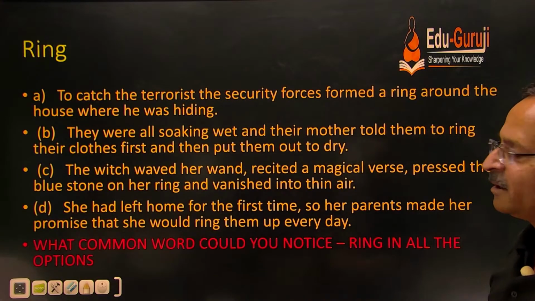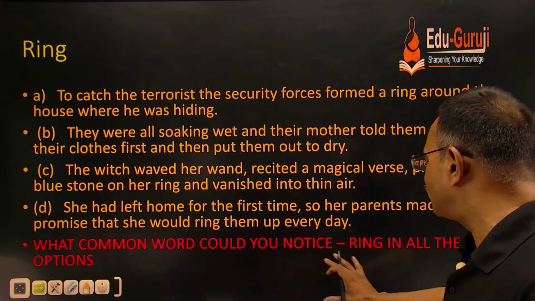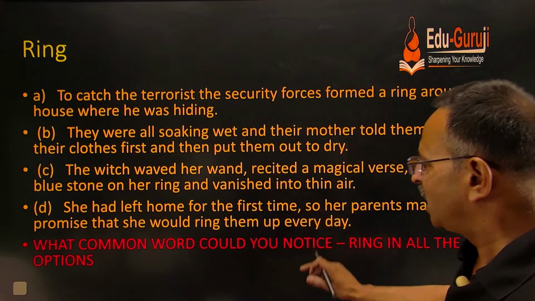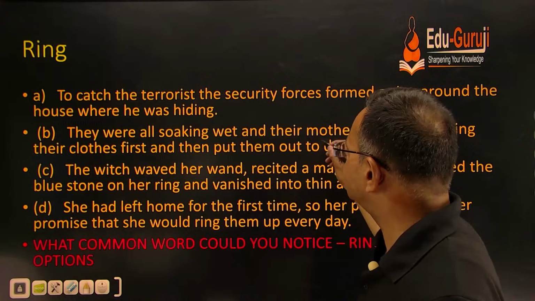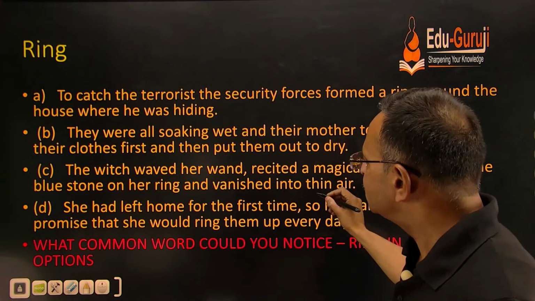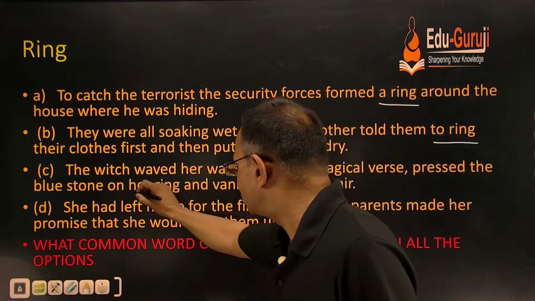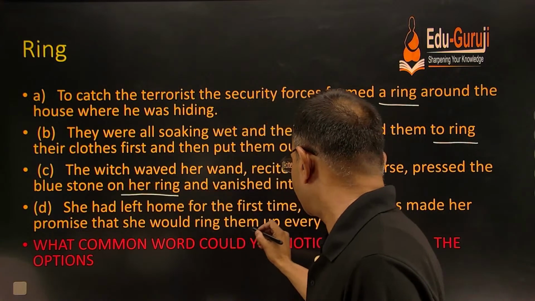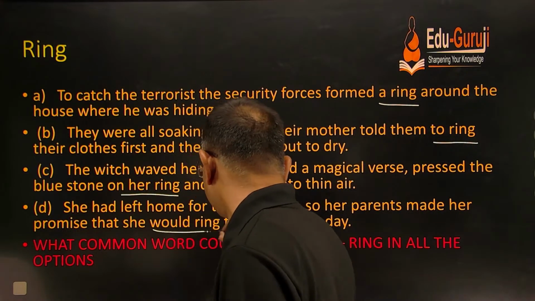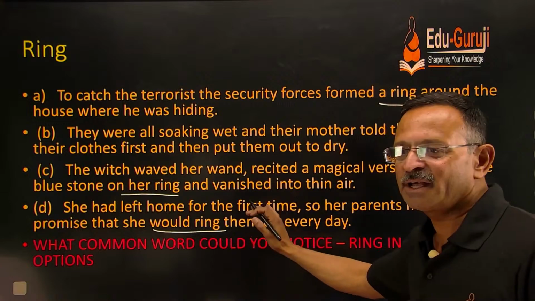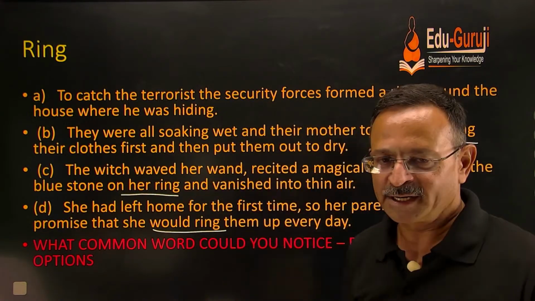Now let's see again. Can you observe what common word you notice? I'm sure that you can easily notice one particular word, that is ring. Then here again, two ring, then here again, her ring, then here again you can see made her promise that she would ring, right? So the one thing that we could see was there is one particular word that they have used that is common.